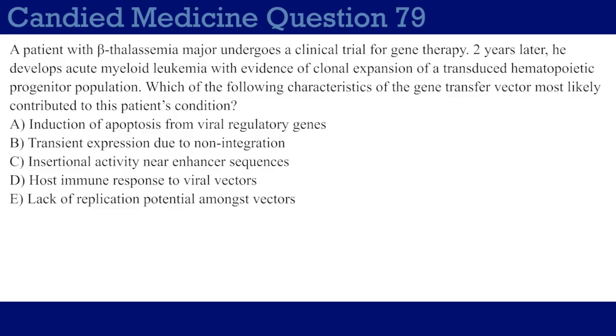Choice A, induction of apoptosis from viral regulatory genes. Choice B, transient expression due to non-integration. Choice C, insertional activity near enhancer sequences. Choice D, host immune response to viral vectors. Or choice E, lack of replication potential amongst vectors. I'll wait 5 seconds and then answer the question.